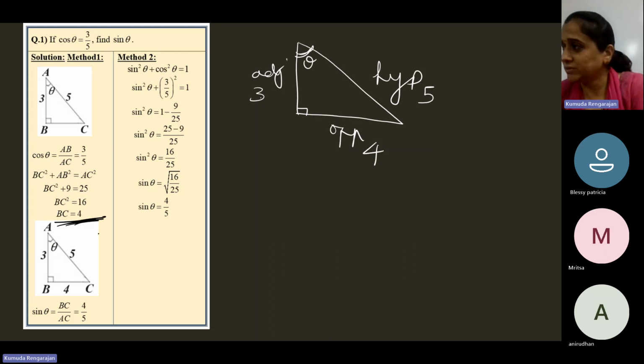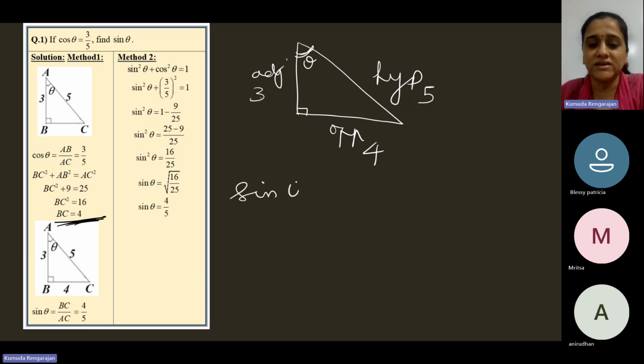Find the unknown side using Pythagoras theorem. Now find the ratio. What is it you have to find? You'll have to find sin theta, right? What is sin theta? Opposite by hypotenuse. What's opposite? 4. What's hypotenuse? 5. So 4/5. If cos theta is 3/5, sin theta is 4/5.